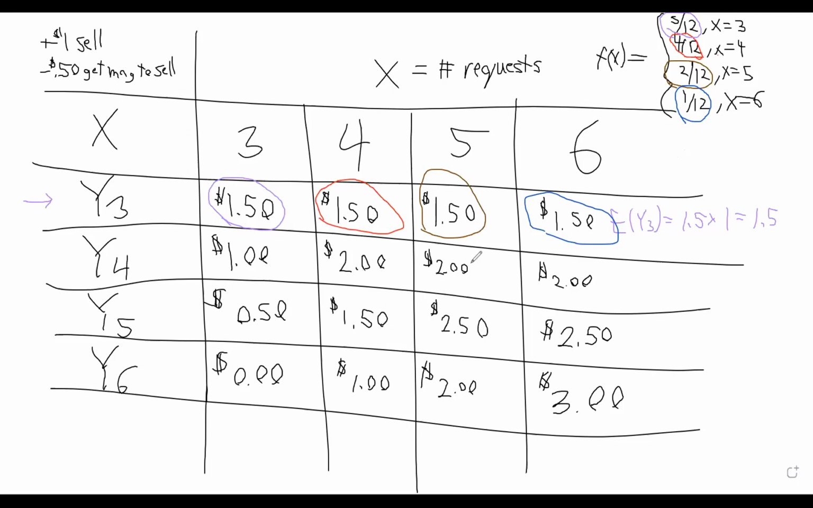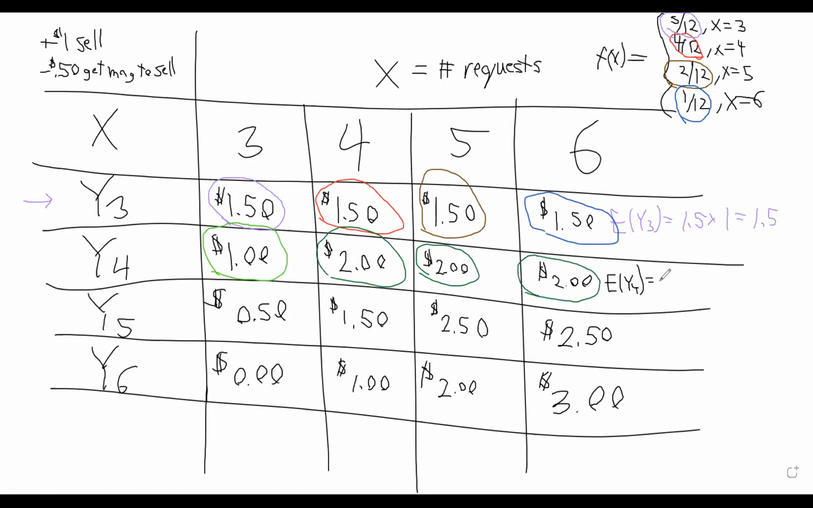Okay, so that's the expected value of y sub 3. Now the expected value of y sub 4: there are 2 possible values of y sub 4, right? There's the value when y sub 4 is $1, and there's the value of y sub 4 when it is $2. So I'm using green here for this. The dark green is for $2 and the light green is for $1. So those are the 2 possible values.